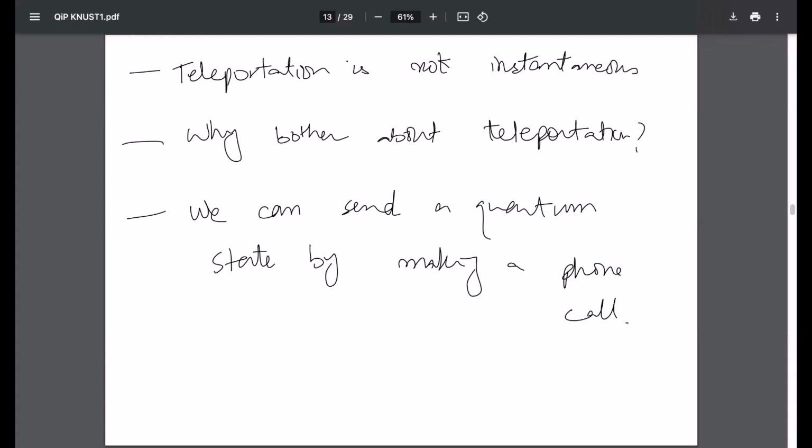Okay, thank you. So essentially, we can send a quantum state by just making a phone call, and by phone call, I'm saying metaphorically, right? You just need a classical channel with a capacity of 2 bits of information. That's all you need to do. And of course, you also need an entangled state, which is a cup state that is shared between Andrea and Blaise. That is essential to do quantum teleportation.